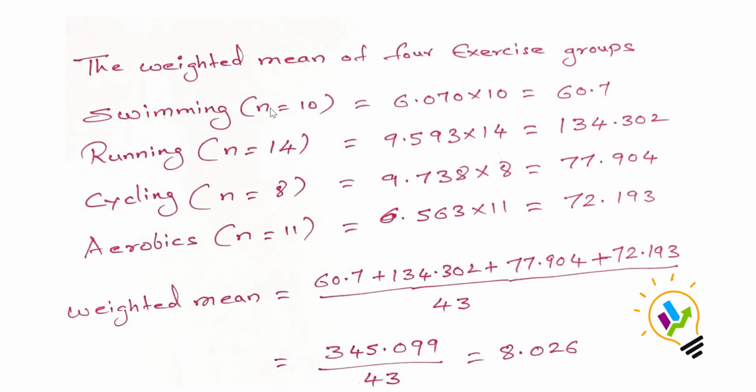8.025. Now this is the weighted mean for 4 exercise groups. Already we have seen swimming n is equal to 10 and the mean value for swimming group is 6.070 into 10, that is nothing but 60.7. In my earlier videos, I have shown you how to calculate the mean weights for each category: swimming, running, cycling and aerobics. You can follow that one. If not, I'll show you once again how to get the mean weights for each category.